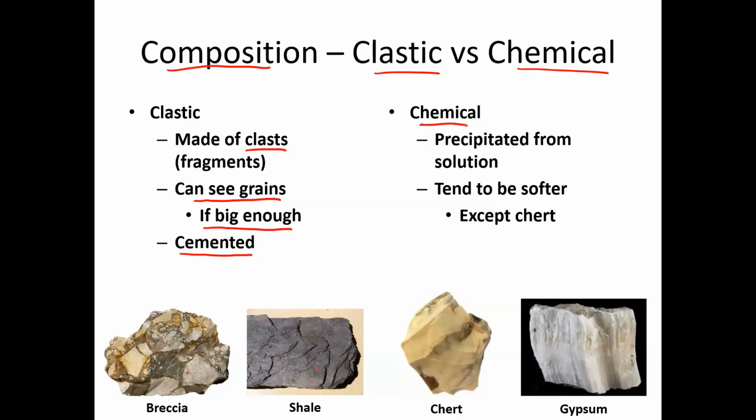Chemical rocks, instead, are precipitated from solution, either just abiotically by evaporating water or through biological action. Because of what they're made of, right? So they're made of halite or gypsum or calcite. We talked about all those. The hardness of those minerals is less than 5 for the most part. So these tend to be softer, rocks as well as minerals, except chert. Chert's pretty similar to quartz, so its hardness is high.